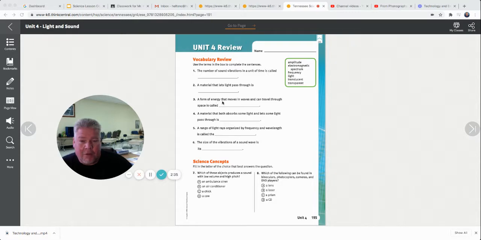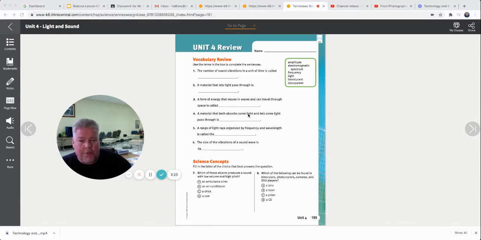Number 3, a form of energy that moves in waves and can travel through space is called light, isn't it? Just like the light from the sun travels through space. Remember, we learned that sound waves cannot travel through space because they need a material to vibrate off of, like air or the particles in air, or they can travel through water, they can travel through solids. But light doesn't need any particles to bounce off of in its waves. Light can travel through space. It's an energy that moves in waves. Light is number 3.